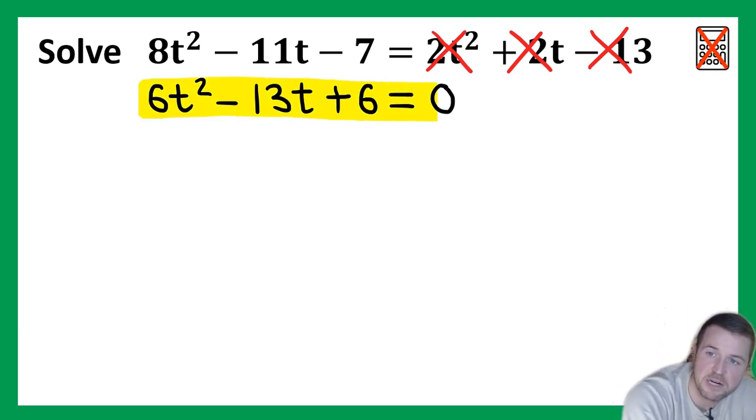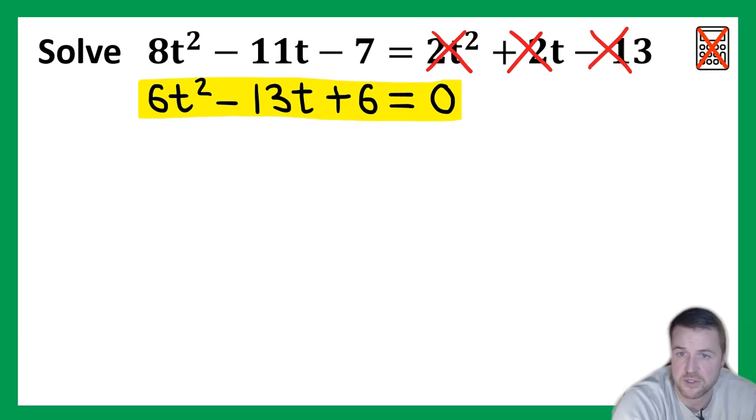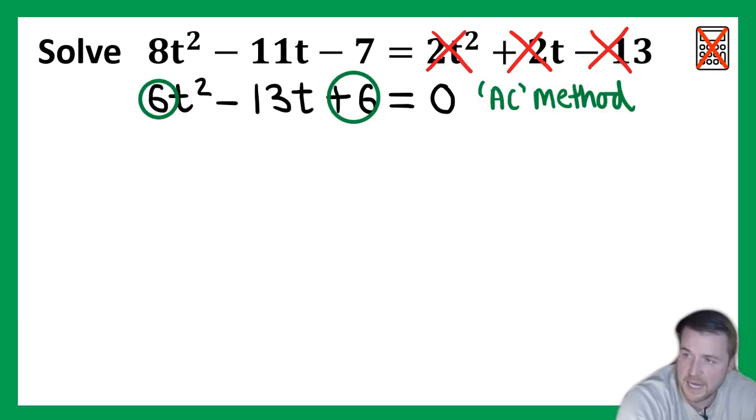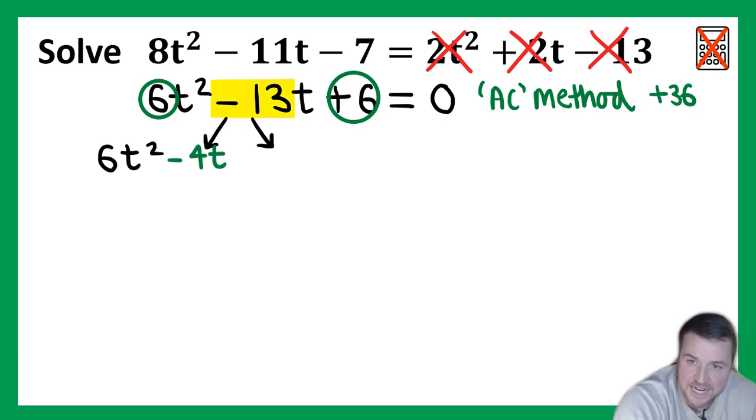Therefore, this can be rearranged to give me the quadratic equation of 6t squared minus 13t plus 6 is equal to 0. Since I have a coefficient of t squared greater than 1, I can use the AC method to help me factorise the quadratic. A multiplied by c is positive 36, and numbers that multiply to give me positive 36 and add to give me negative 13 are negative 4t and negative 9t.